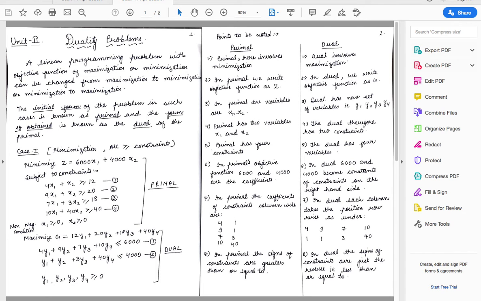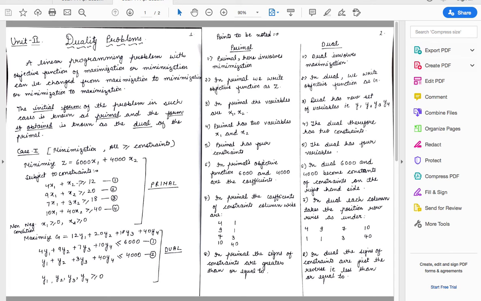In primal the variables are x1 and x2. Dual has a new set of variables y1, y2, y3, y4. Here the variables are x1 and x2. Here the new variables are y1, y2, y3, y4. Fourth point, primal has two variables x1 and x2. The dual therefore has two constraints.